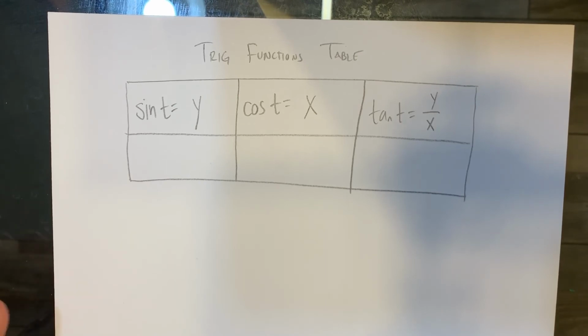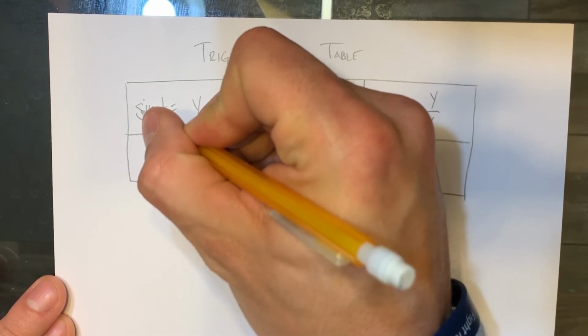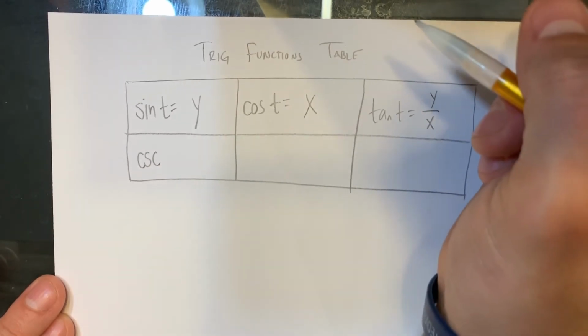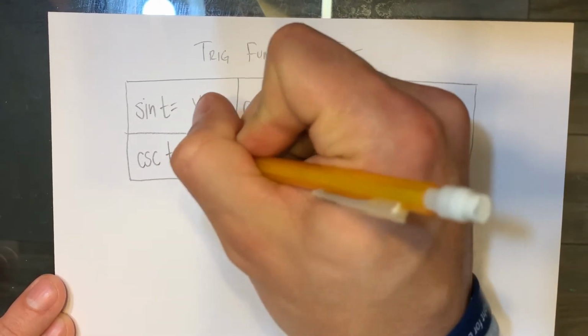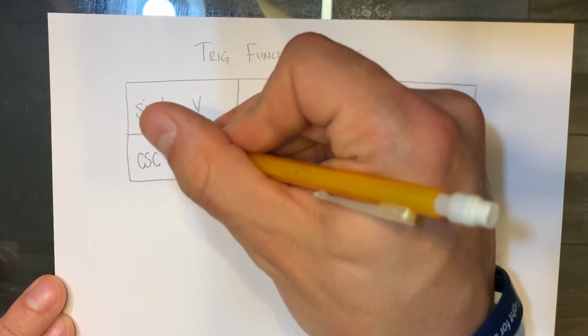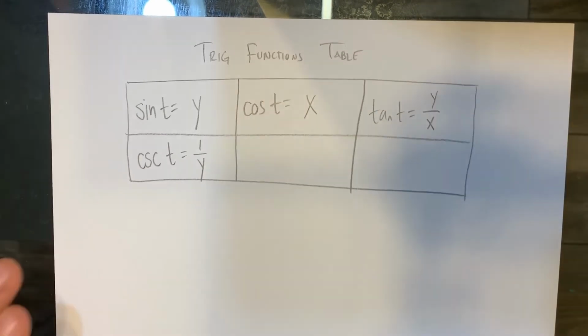All right, now 3 new trig functions that go with this. They're called the reciprocal functions. S for sine pairs up with c. This is called cosecant, right? Now cosecant of t is the reciprocal of sine, so 1 over sine, which is going to be 1 over y.